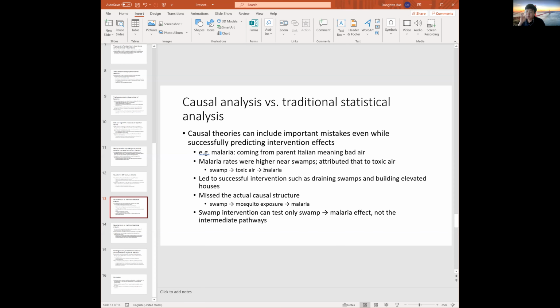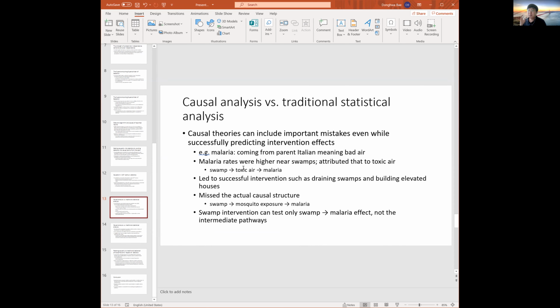So people believed that toxic air causes malaria, and it also led to successful interventions such as draining swamps or building elevated houses. Actually, it reduced the malaria rates. So people believed that the cause of malaria is toxic air.